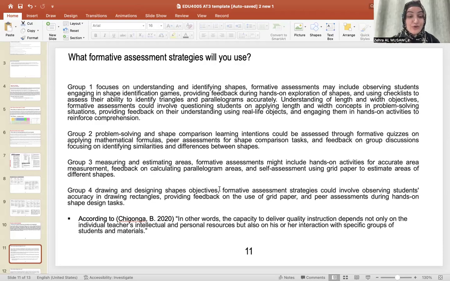Group 4, drawing and designing shapes. Formative assessment strategies could involve observing students accurately drawing rectangles and providing feedback on the use of grid paper. According to research, the concept of delivering quality instruction depends not only on the individual teacher's intellectual and personal resources, but also on his or her interactions with significant groups of students and materials.